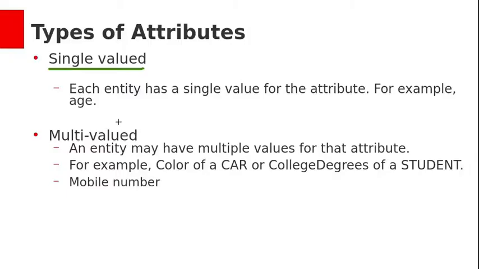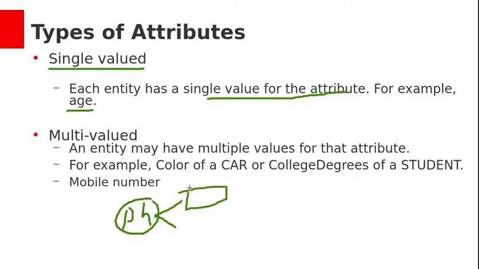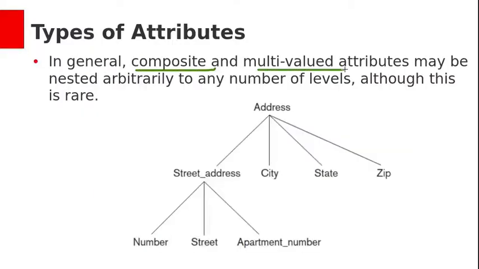Single valued attributes. Each entity has a single value for the attribute. For example, age. One person cannot have two values for age, but if we take, suppose, phone number, one person can have more than one phone. Means if you take the attribute phone, you can have more than one value. Such types of attributes are called multi-valued attributes. Composite and multi-valued attributes may be nested. Like address can be subdivided into street address, city, state, and zip code. Again, street address is divided into a number and street name and apartment number, like that.